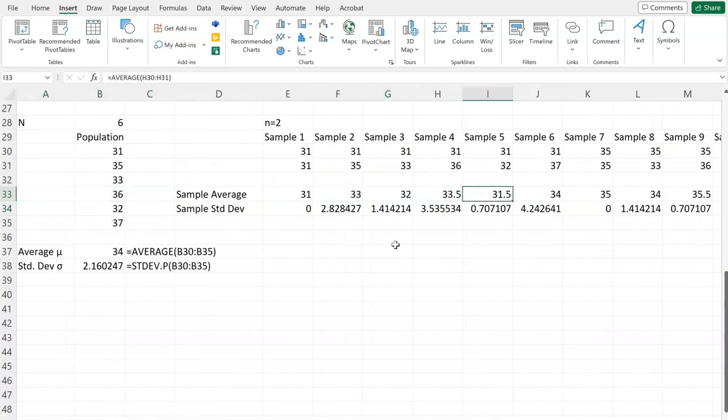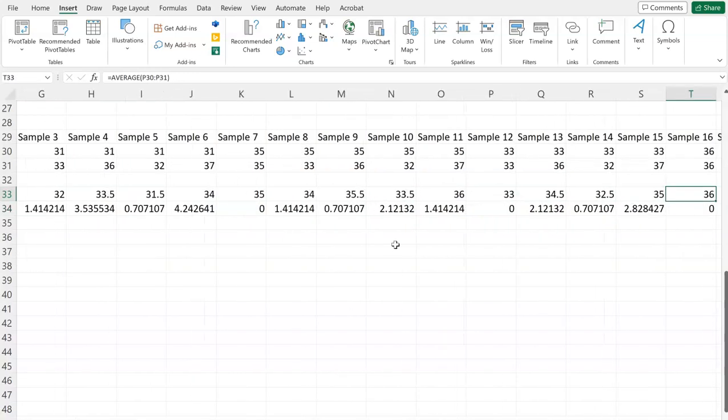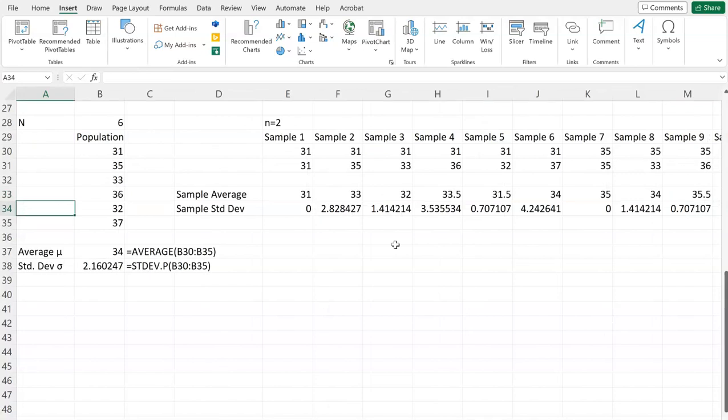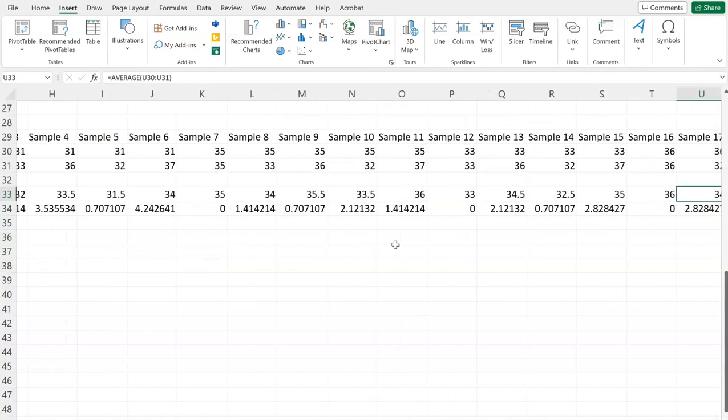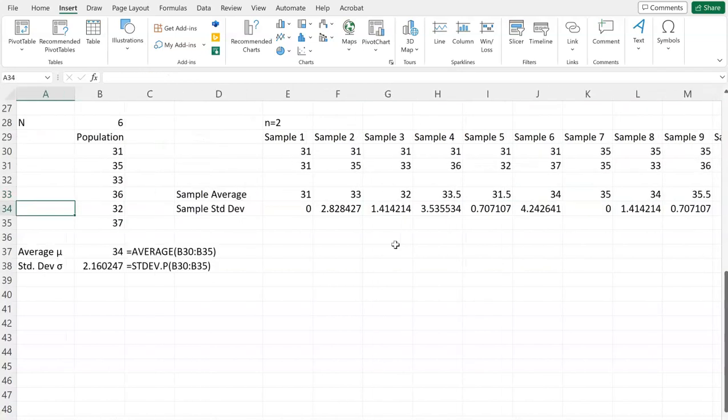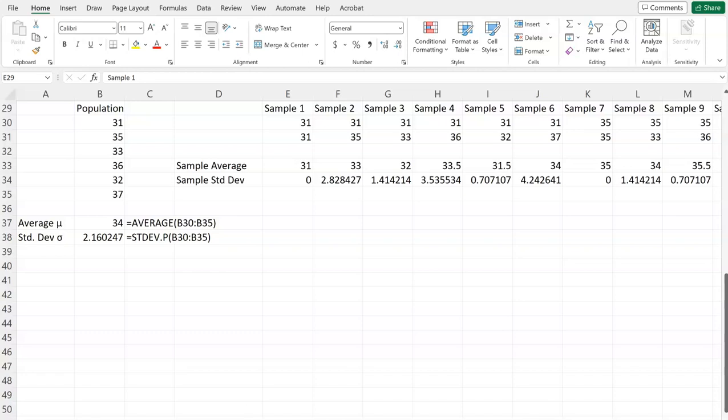So we have different sample averages and we have sample standard deviations. In our case, our average is 34. Sometimes the average may be very low, 31. Sometimes it is very high, 36. So sometimes we do get 34 as the average, but not always. Let us now draw a frequency chart.